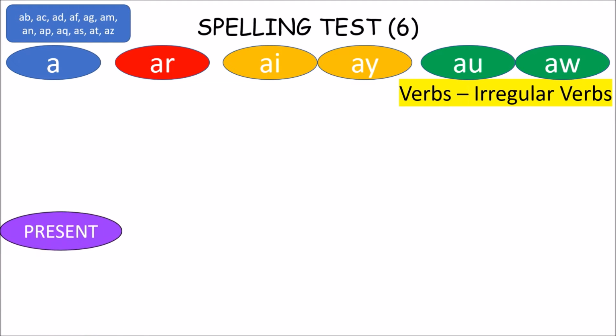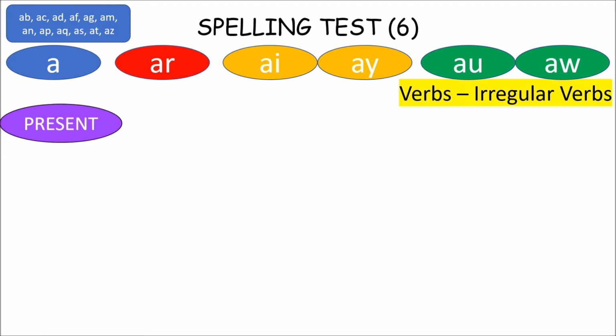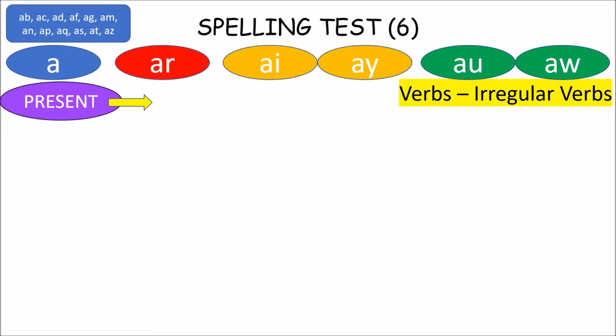So what is an irregular verb? It simply means when changing the verb form, such as from present to past, there's no rule and you simply need to memorize the spelling. And this will be discussed in detail when we go through tenses in grammar after finishing phonics.